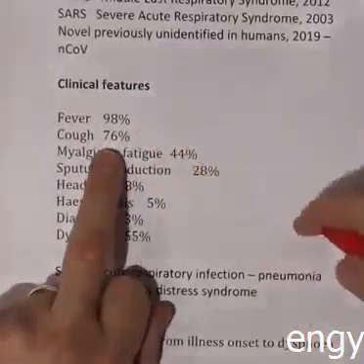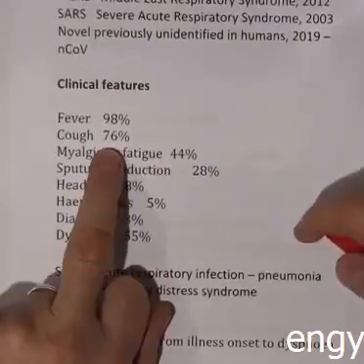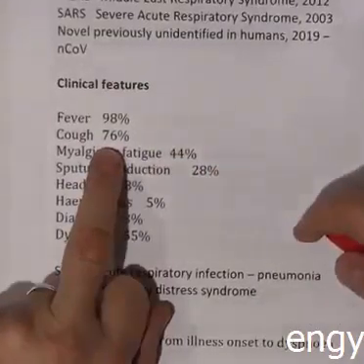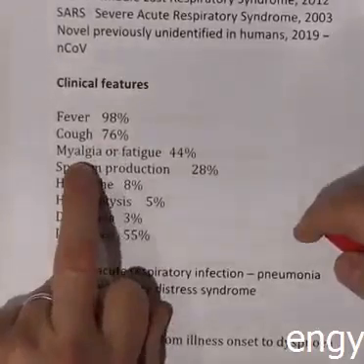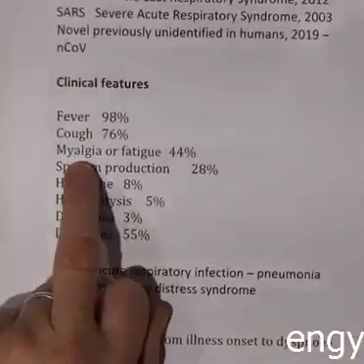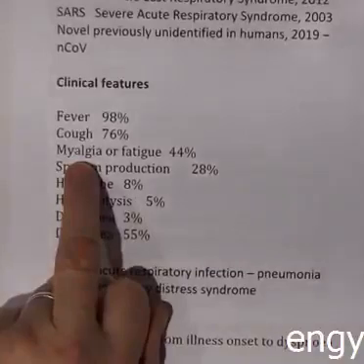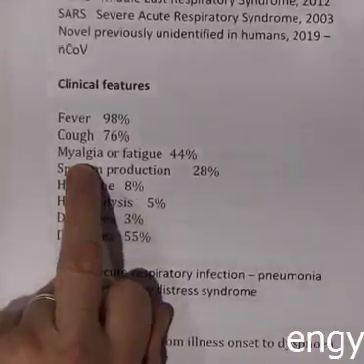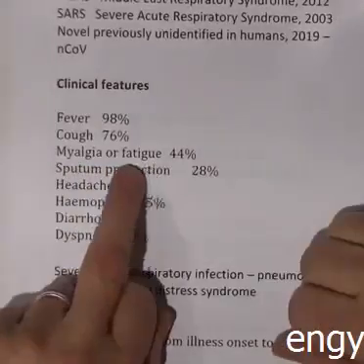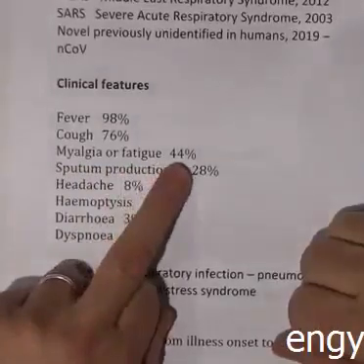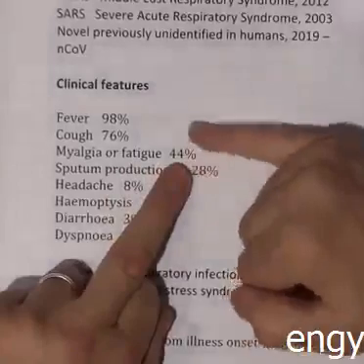76% of the patients so far analysed who've been affected with novel coronavirus have had a cough. Myalgia is pain in the muscles. Remember, you've had flu and you just ache everywhere. You know, you start getting an achy back and achy limbs. Myalgia and fatigue, 44%. And I think it goes without saying with these infections, you just feel awful.